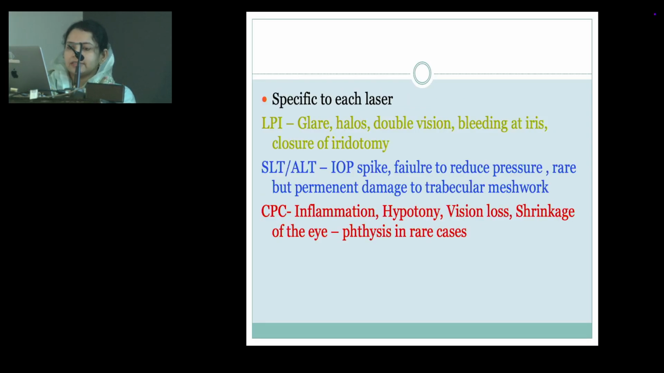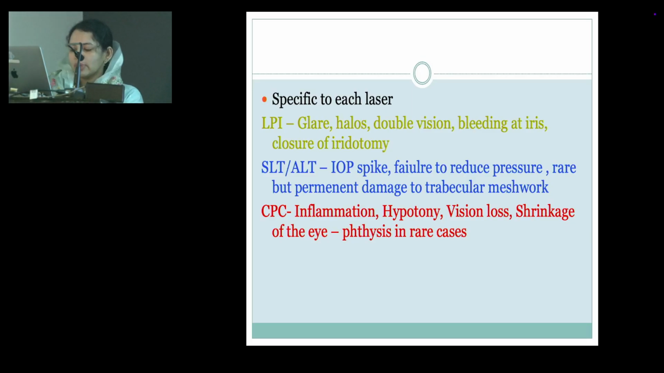Specific to each laser, in laser peripheral iridotomy, we have to mention the glare, halos, and double vision, and bleeding at the iris and chance of closure of the iridotomy. In SLT and ALT, IOP spike, failure to reduce the pressure, and rare but permanent damage to the trabecular meshwork also should be mentioned in the consent form.